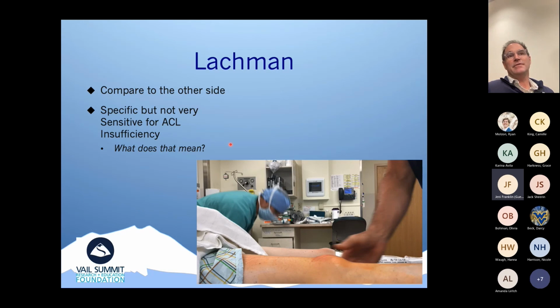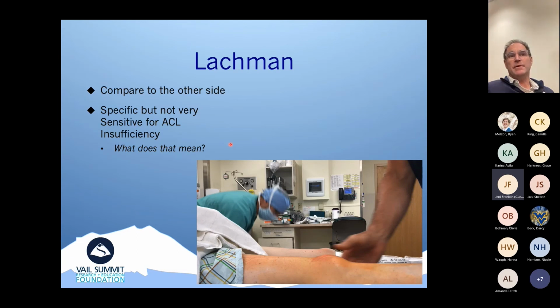But that's not very sensitive because not everybody has had a biopsy showing cancer cells. So a Lachman test, and so why would a Lachman test be specific but not sensitive? What's that? Right, there's several reasons. Guarding is going to be one of them.